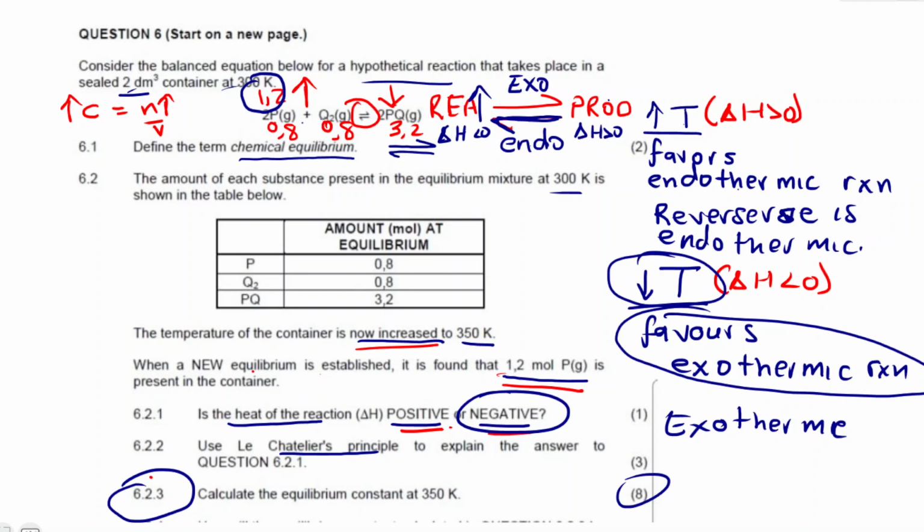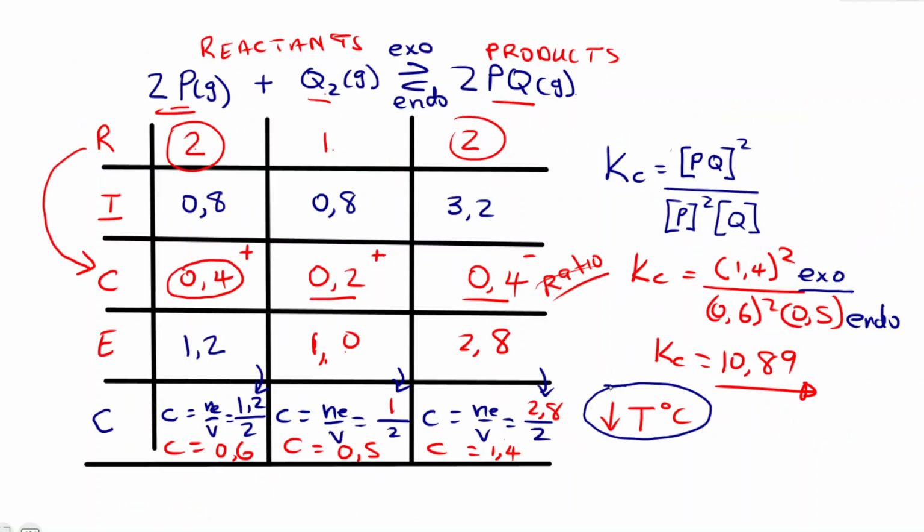So if you are decreasing the temperature, which side are you favoring? You are favoring the product. In other words, the product will increase, but the reactants will decrease. So if you are decreasing the temperature, you are increasing the product and decreasing the reactants. So that means your Kc will have to increase. Remember, Kc is equal to the products over reactants.